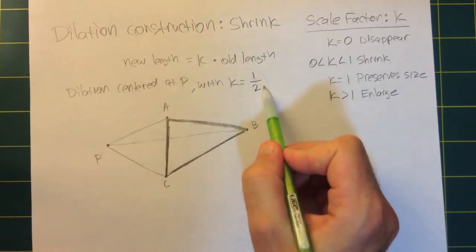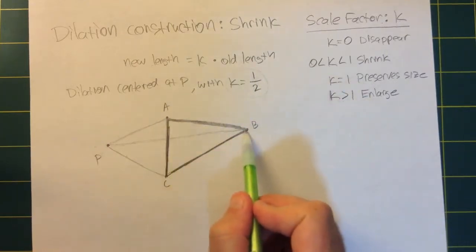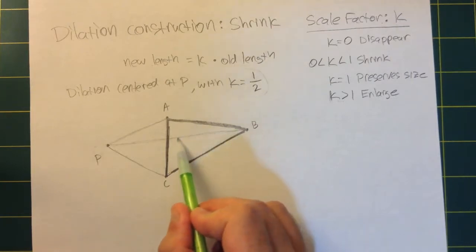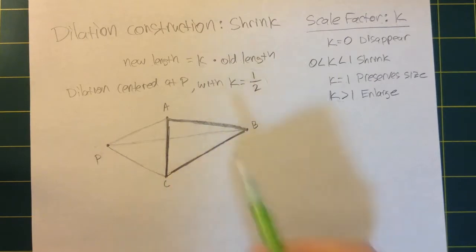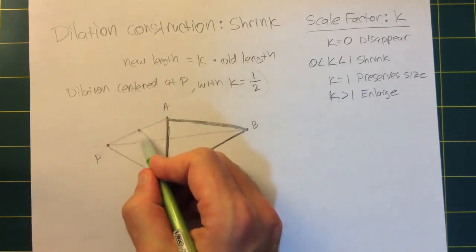The scale factor was a half. Whatever distance you had here needs to get dragged in and cut in half. This distance here needs to get pulled in and cut in half. We know how to cut things in half using constructions. We know how to find midpoints. We do it using a perpendicular bisector.